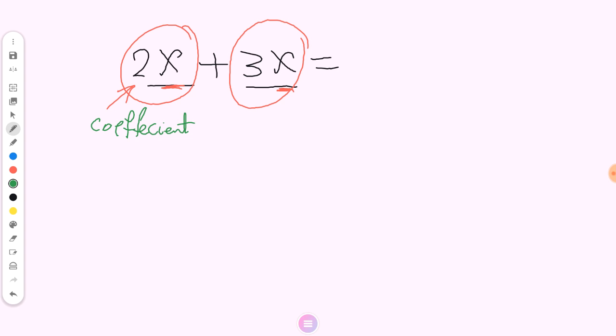Okay, so we just add the coefficient. Put one x, and then add the coefficient. It will be 2 plus 3 equals 5, so it's 5x. Some of you make a mistake, yes, it's 2 plus 3 is 5, and 2x, so it will be x power 2. It's wrong.